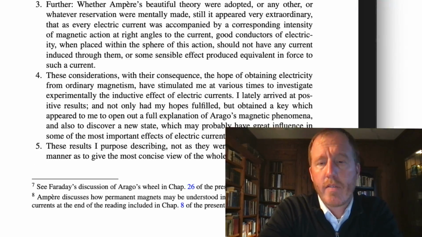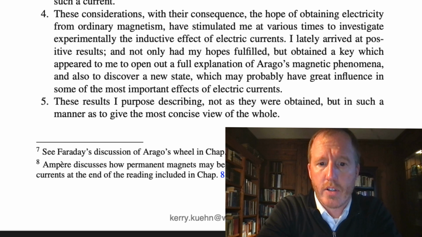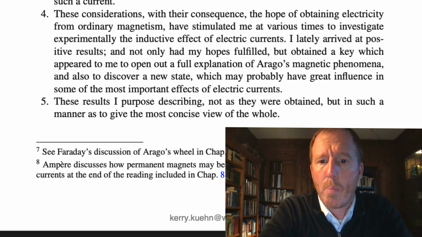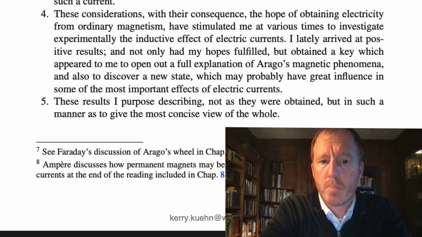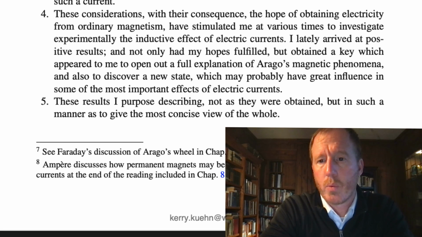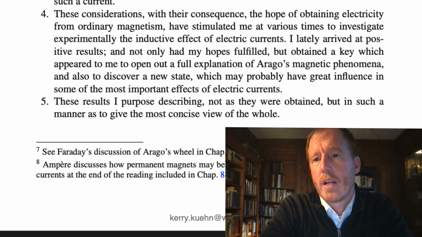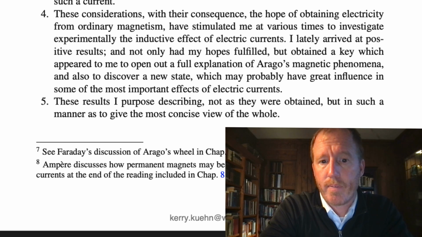Okay, and then Faraday goes on to say, these considerations, with their consequence, the hope of obtaining electricity from ordinary magnetism, have stimulated me at various times to investigate experimentally the inductive effect of electric currents. So in other words, if electrical currents can produce these magnetic effects nearby, is it possible that it works the other way? In other words, can magnets produce electrical effects?